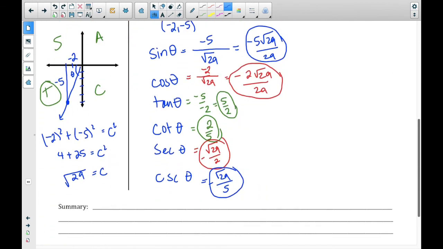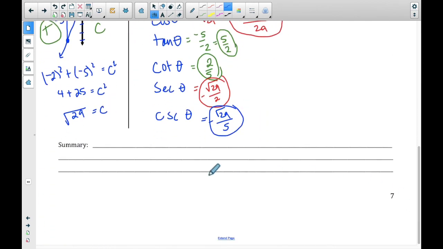I have some lines here for summary. The reason I have them here is that I had space to put them there, and so you can summarize some things from this page, from the previous page, and that is how we find these 6 trig functions.